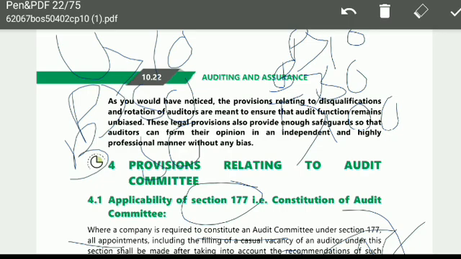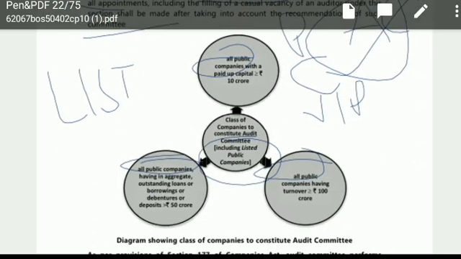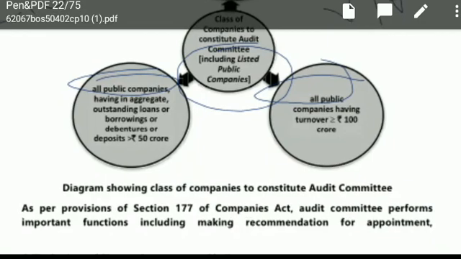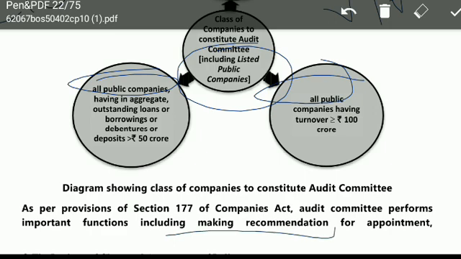So this was for the manner of rotation, and it is for the audit committee. So do not get confused in the provisions of both. It is this. Okay, now let us just understand what all is written here. As per provisions of section number 177 of Companies Act, audit committee performs important functions including making recommendation for appointment. Now what are the powers of audit committee?